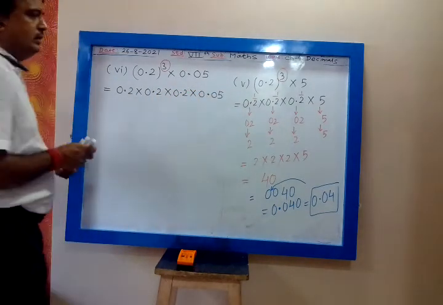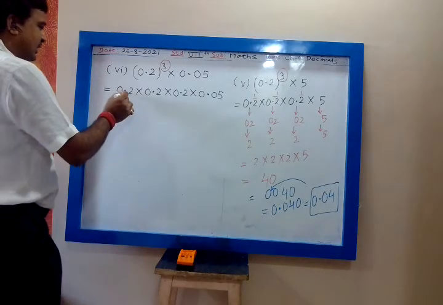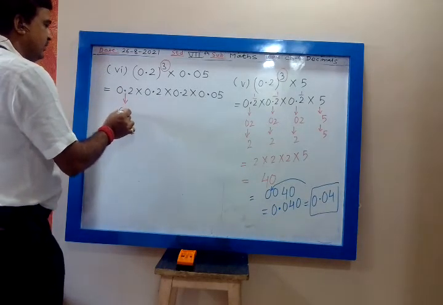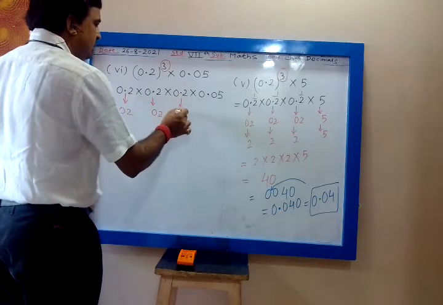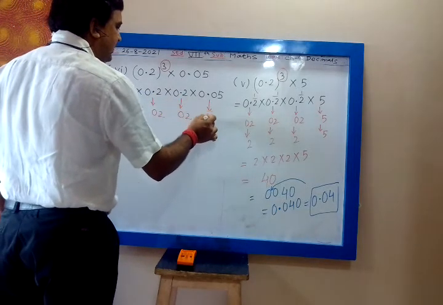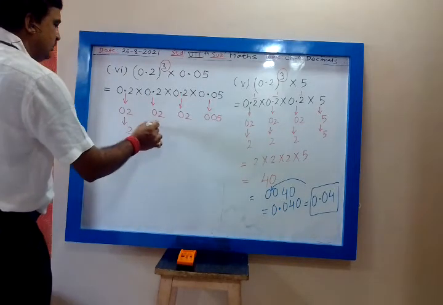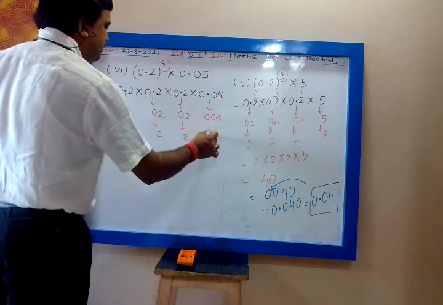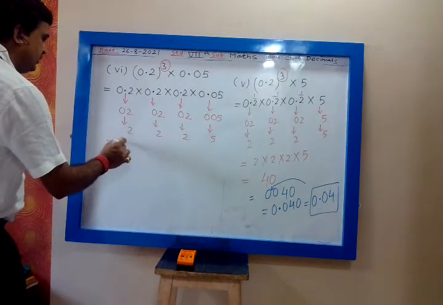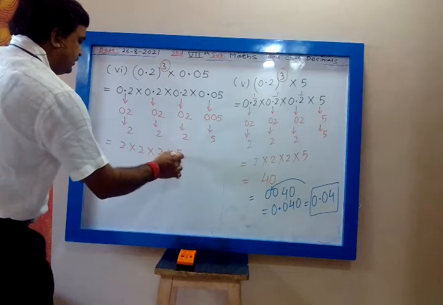Okay. Now neglect the decimal. 0.2 is same as 2, 0.2 is same as 2, 0.2 is same as 2, 0.05 is same as 5. So multiply this number: 2 into 2 into 2 into 5. So that is 40.